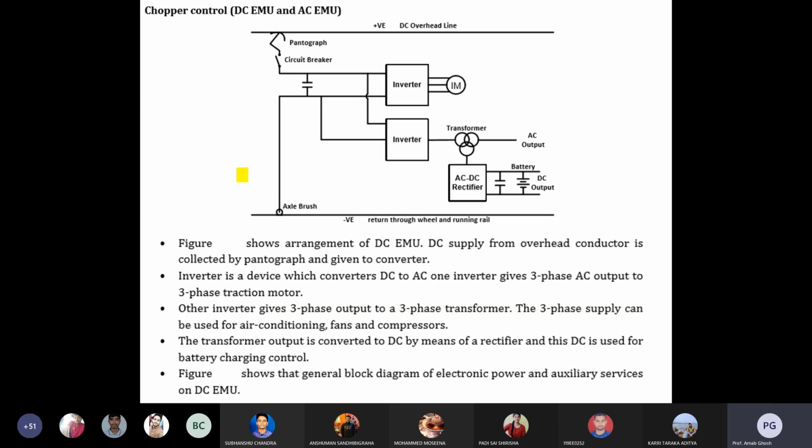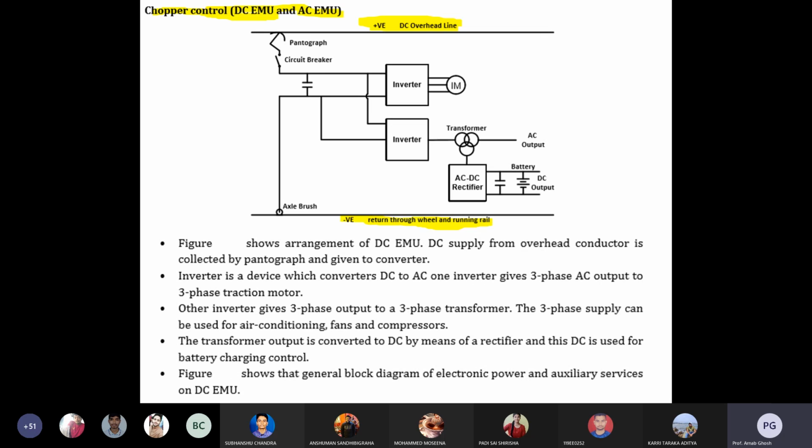So we are discussing the configurations for our electrical power system in traction systems. Initially, in my last class, we discussed the DCEMU and ACEMU. The first condition was based on the overhead connection, which is DC, and the return path is the wheel. So that was the DC case discussed in the last class.